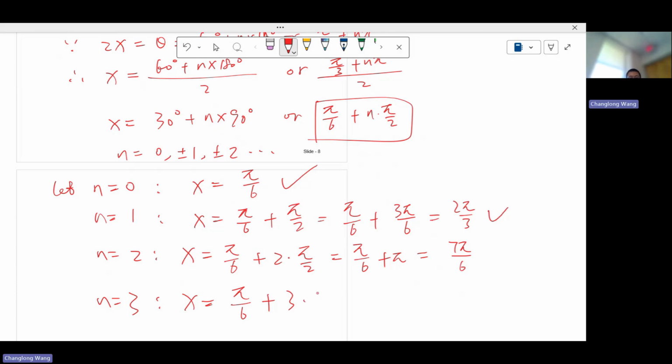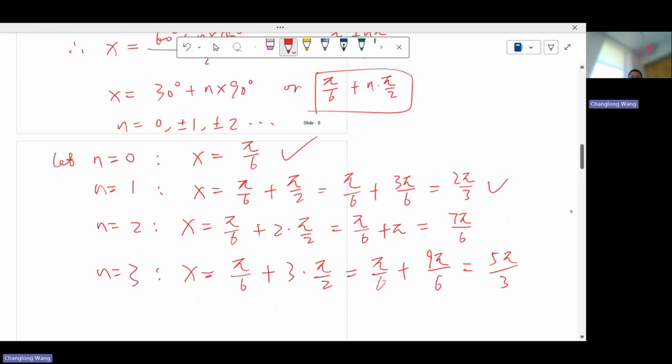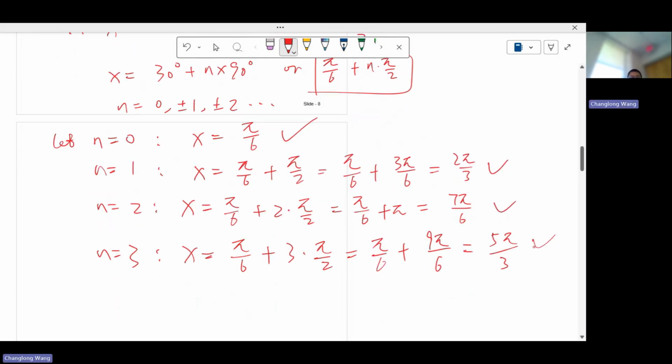All right, so 3 times pi over 2. I guess it will be pi over 6 plus 9 pi over 6, right? That'll be 10 pi over 6, which is 5 pi over 3, right? Would that still be in the range of 0 to 2 pi? Are you guys able to tell? Is 5 pi over 3 less than 2 pi? Yes, it is still less than 2 pi. Okay.